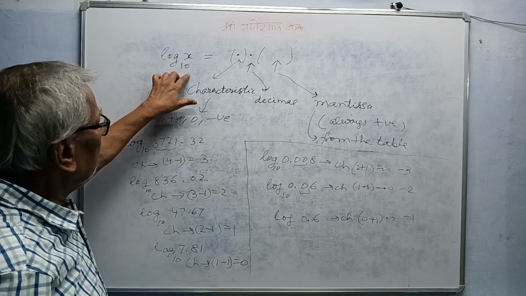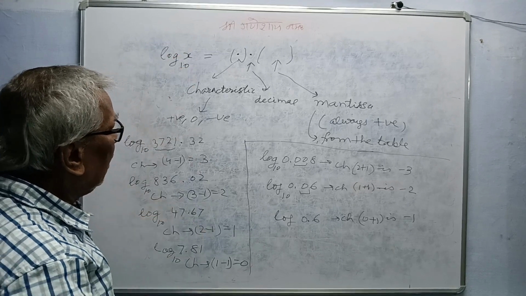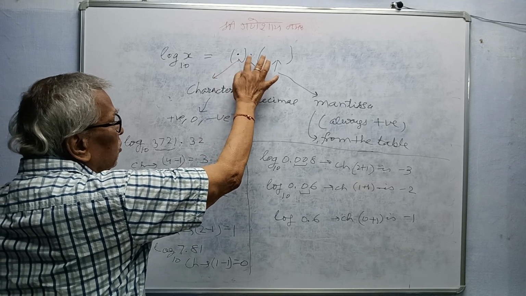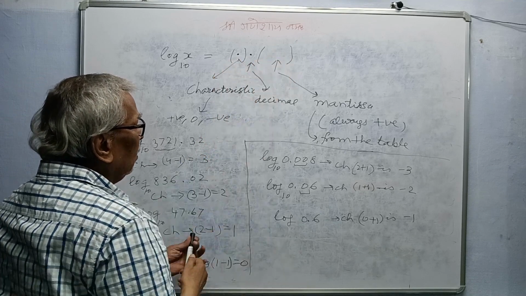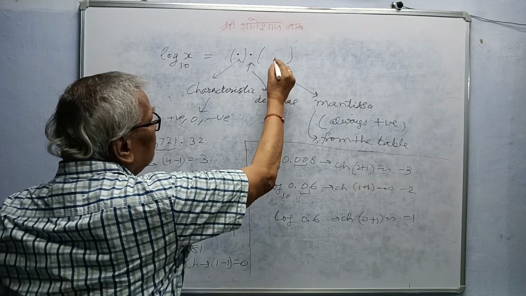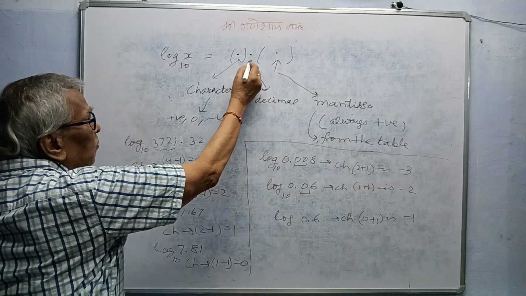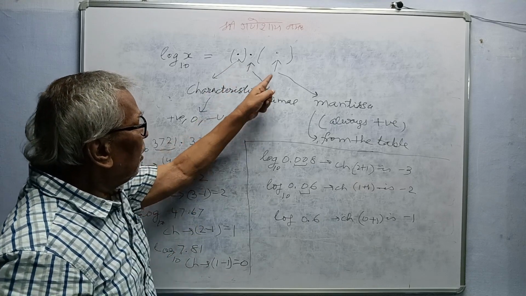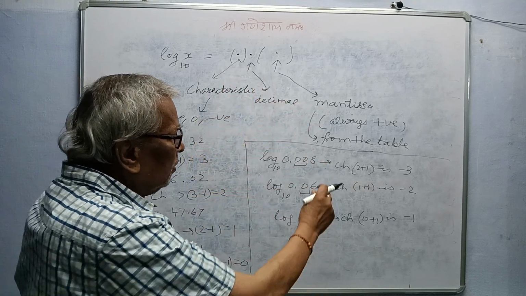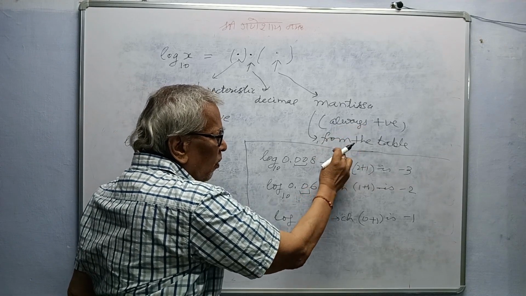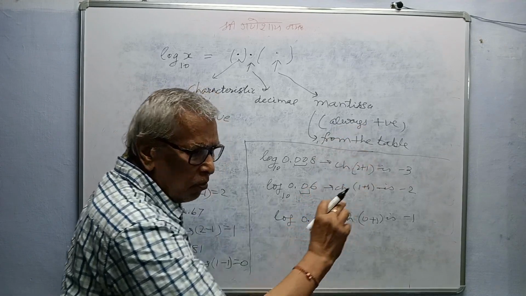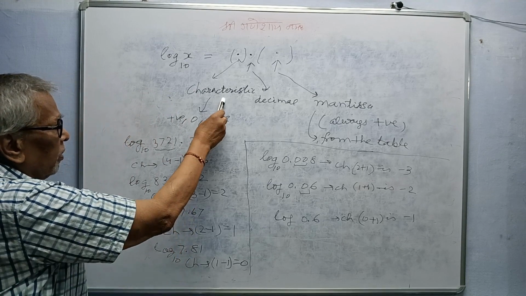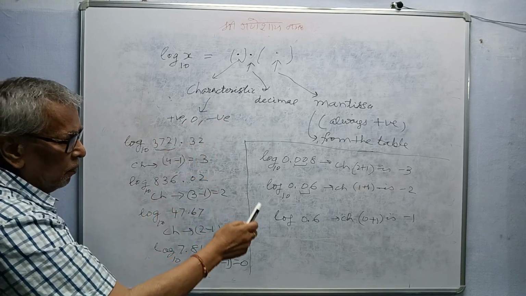Log x to the base 10. Here is any number. It will have three parts: characteristic, decimal and mantissa part. The part before the decimal point is known as the characteristic. This is your decimal and this is your mantissa. Mantissa is always positive. We calculate it from the table, not orally. And the characteristic can be positive, 0 or negative, which we have proved before.